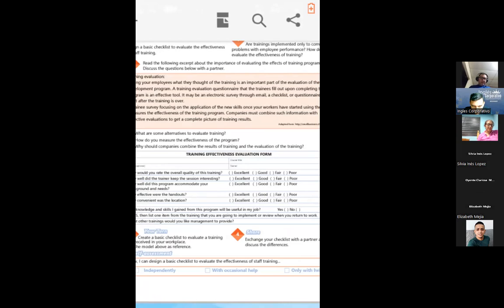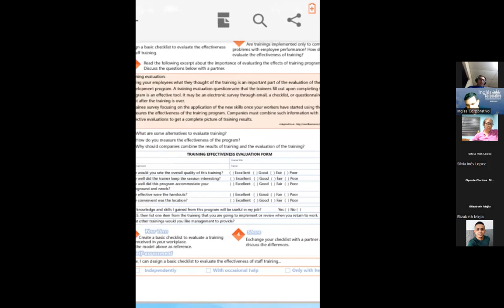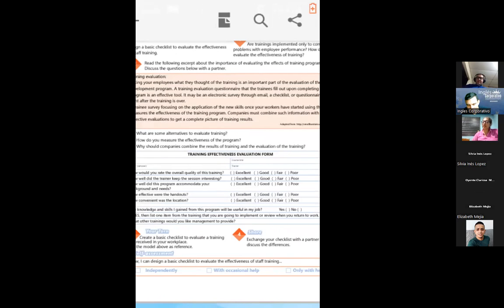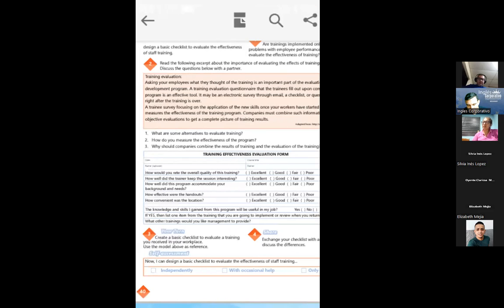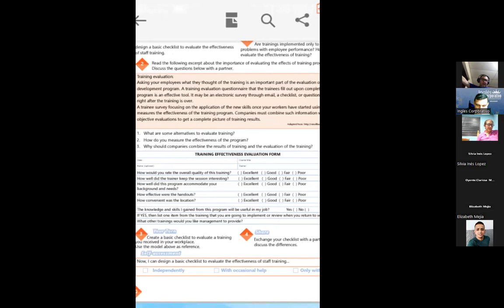Vamos a poner un excellent. Okay. La otra sería, how effective were the handouts? Handouts son como manual o como handouts. Handouts es como el material que le dan a uno cuando va a una capacitación. Sí, son los manuales, o folletos. How effective were the handouts? Voy a ponerle excellent. Good. Me lo imprimieron blanco y negro. La otra es, how convenient was the location? Ah, excelente, pues en mi casa.